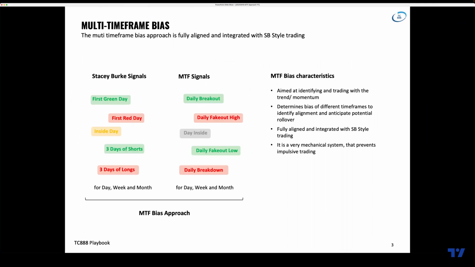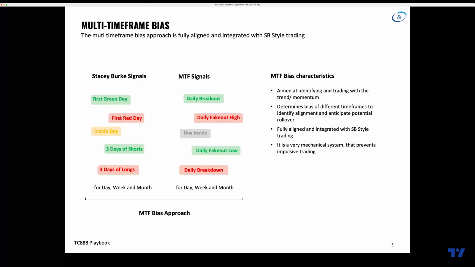So, what is the multi-time frame bias approach? We all trade the classic Stacey Burke signals like first green day, first red day, inside days, 3 days of shorts and longs. We are looking at this especially on the daily setups, so 3 day setups, but also on the week. But often we see these signals failing, like first red days failing often. Inside days, you don't really know in which direction you should take it. Is it a blow off or a reversal? And 3 days of shorts also very often just go on and blow further up.